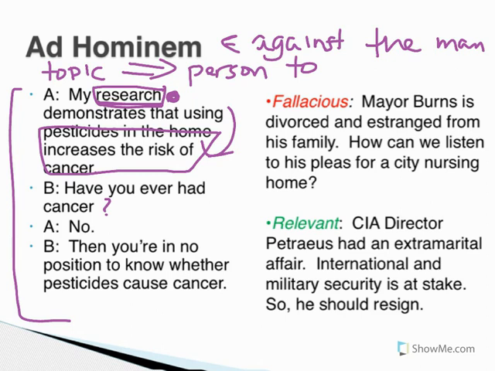Another example here that we have, and I bring both of these to your attention because sometimes, though, you do have to recognize a person's background in relation to their effectiveness to an argument. So first, let's look at a fallacious version where you have Mayor Burns, who is divorced and estranged from his family. The question that's posed is, can we listen to this man in his pleas for a city nursing home?